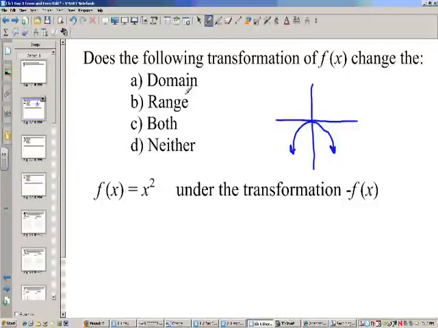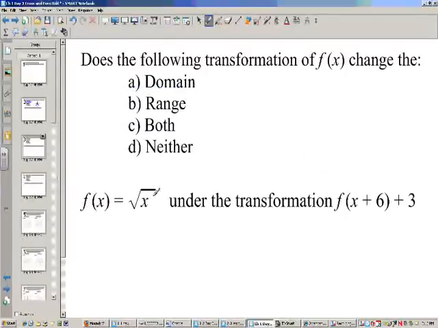what changes? The domain, the range, both, or neither? Well, the domain is going to stay exactly the same, so it's not the domain. But the range, instead of going from 0 to infinity, now it's from negative infinity to 0. So the range is going to change.